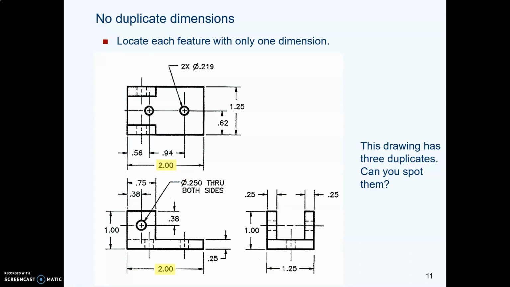Okay, where else? How about the height? That 1-inch height is duplicated. It's shown in 2 views, and maybe we want to keep the one in the side view because it is in between 2 views. Now the third duplicate might be a little bit harder to spot, for the reason that it is actually located in 2 views that are not sitting right next to each other.